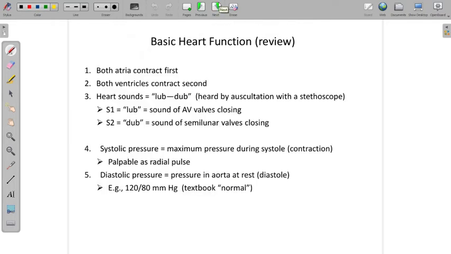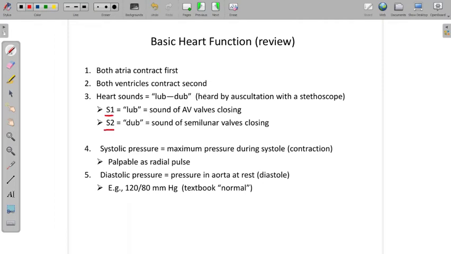So again, just in the spirit of review, some real basic concepts that you should still remember. So we'll just zip through these real quick. Remember that both atria contract together, and they contract first. So they're on the top. Second contraction are both ventricles together. So the heart does not contract left side, right side. It contracts top, bottom, top, bottom, top, bottom. And the heart sounds that you hear with auscultation using a stethoscope, the lub-dub, the two sounds, S1 and S2 for the first heart sound and the second heart sound.